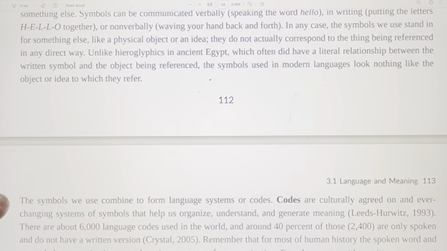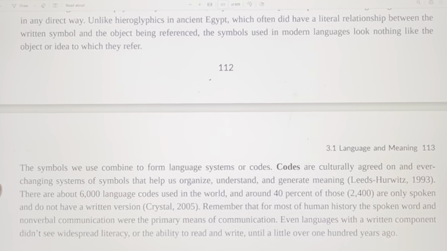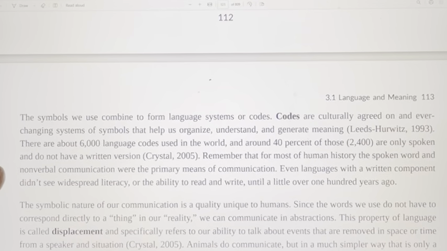In any case, the symbols we use to stand in for something else, like a physical object or an idea, do not actually correspond to the thing being referenced in any direct way. Unlike hieroglyphics in ancient Egypt, which often did have a literal relationship between the written symbol and the object being referenced, the symbols used in modern language look nothing like the object or idea to which they refer.